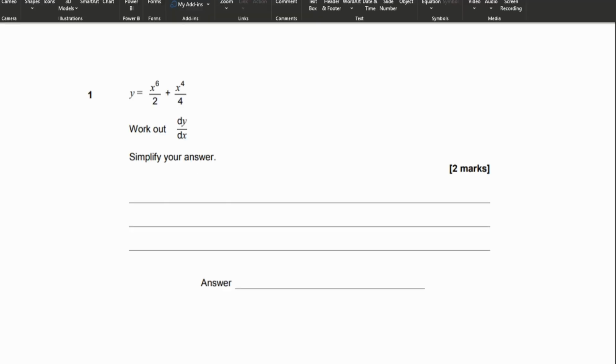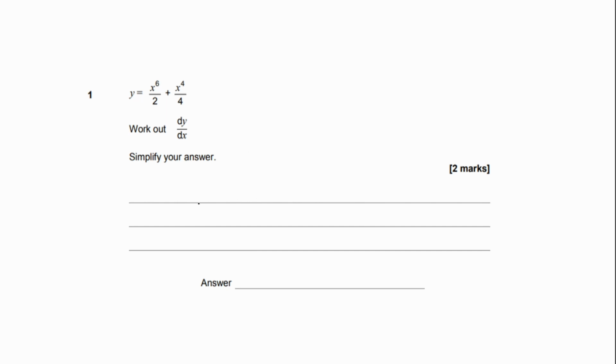Here's question 1, and it's asking us to differentiate x to the power of 6 over 2 plus x to the power of 4 over 4. You could write this as a half of x to the 6 plus a quarter of x to the 4. You bring 6 to the front, you get 3x, and you minus 1 from the power, so you get 5. You bring 4 to the front, you get 4 over 4, which is 1, and you get x cubed. So 3x to the 5 plus x cubed.